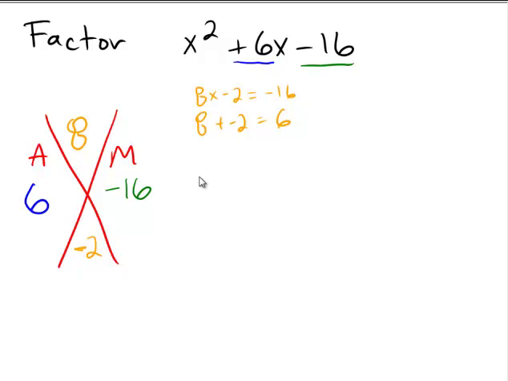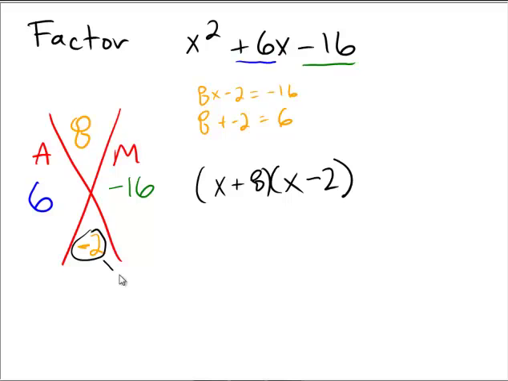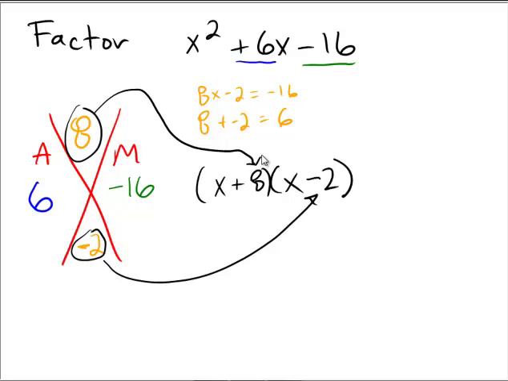So therefore, the factoring would come down to x plus 8, x minus 2. Again, the negative 2 comes from here, minus 2. And the positive 8 comes from the fact that this is a positive number. And that's how you can factor quadratic expressions.